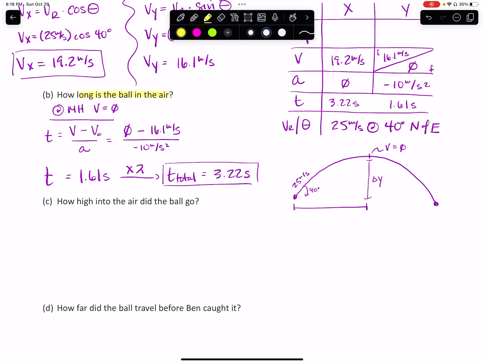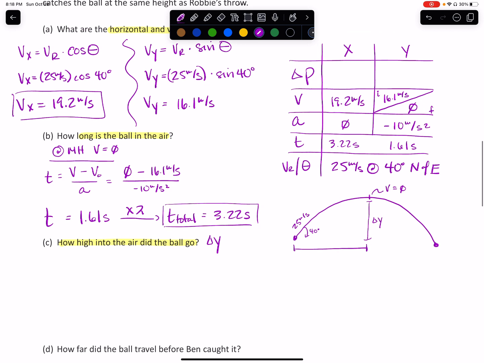Now we're going to calculate how high into the air the ball went. So this is calculating the change in vertical position. If we look at what we know, at maximum height the final velocity will be 0. We know the initial velocity. We know the time it's going to take to get there. And we have everything we need. I'm going to use average velocity is equal to the change in position divided by time. So my change in position is going to equal the average velocity, which is 0 plus 16.1 meters per second divided by 2, times the time of 1.61 seconds.